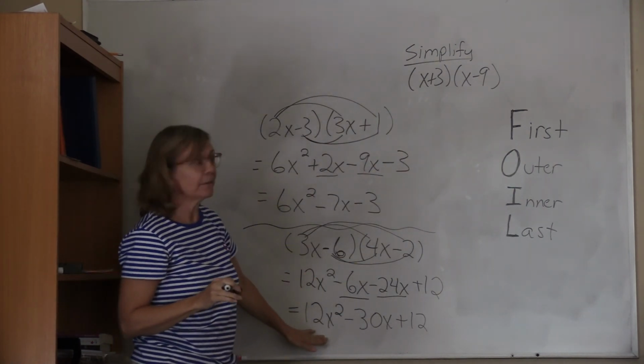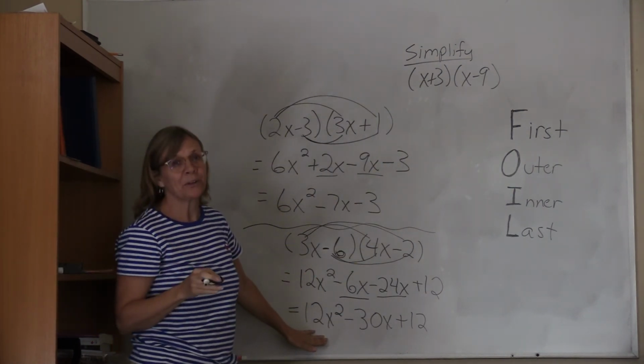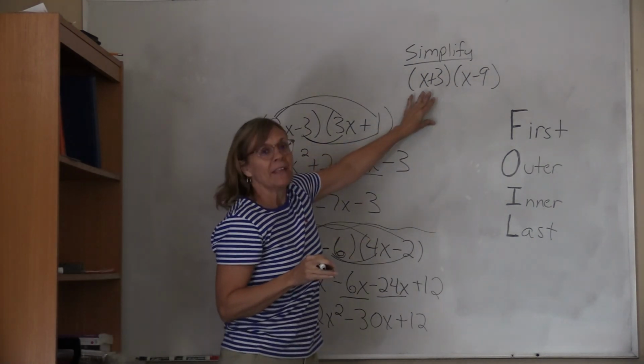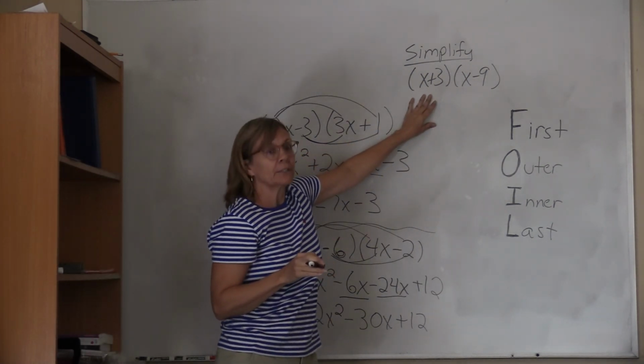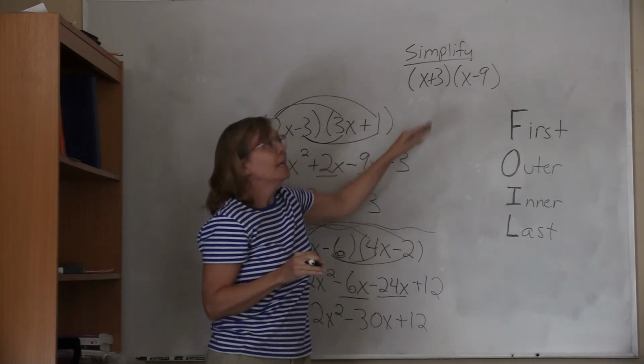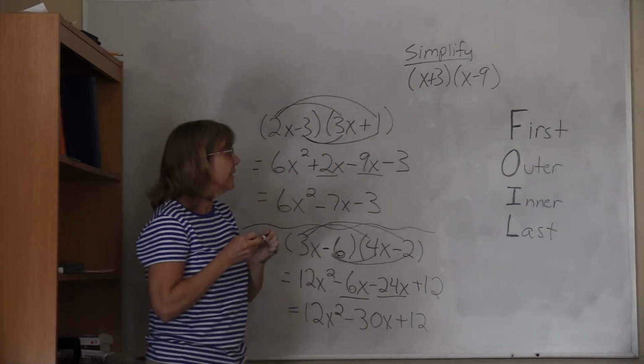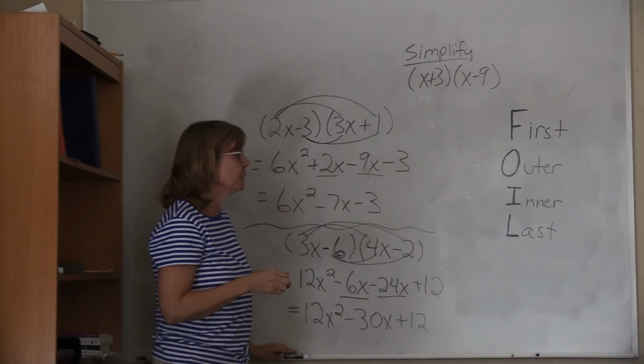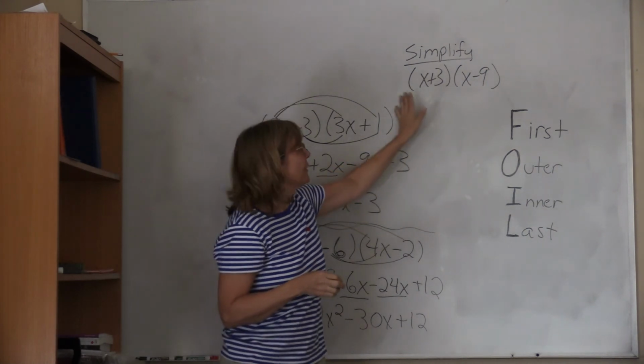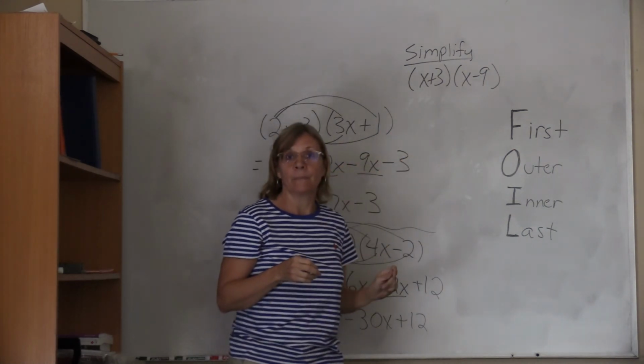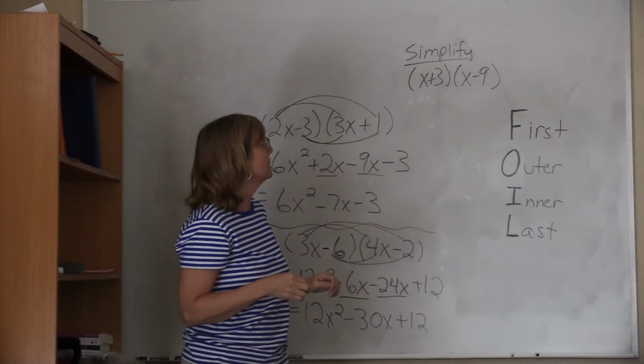You may look at this and go, that doesn't make it simpler. Well, this is what they're looking for, okay? If they give you that, you're not going to solve for x. You're not going to come up with a value of x. If they say simplify, this is what they mean for you to do, is to use FOIL so that you multiply the two binomials.